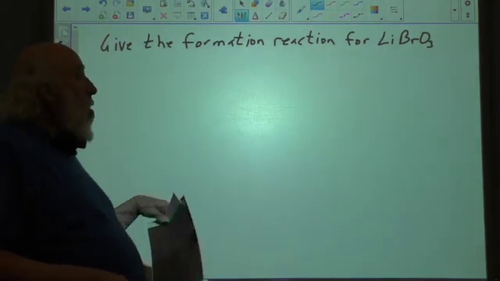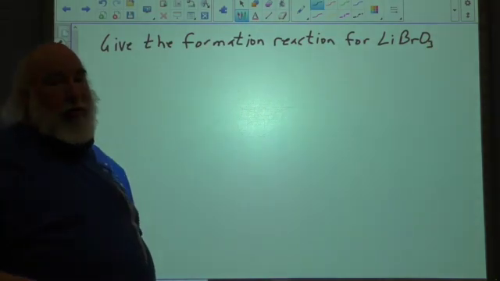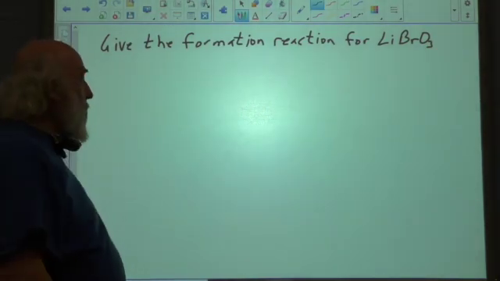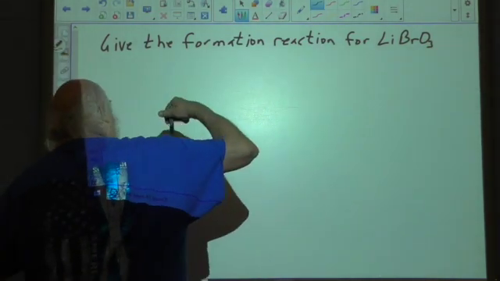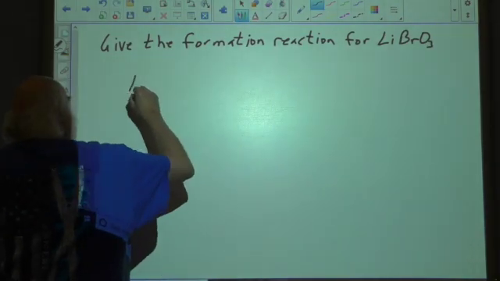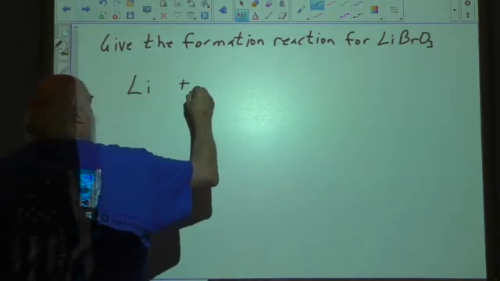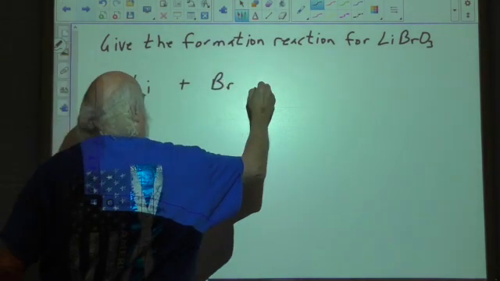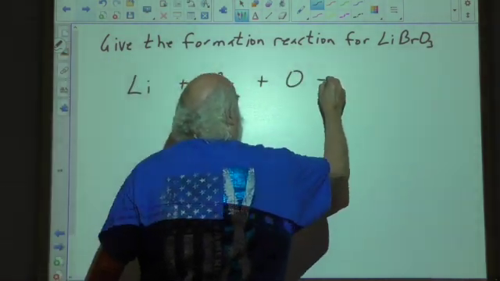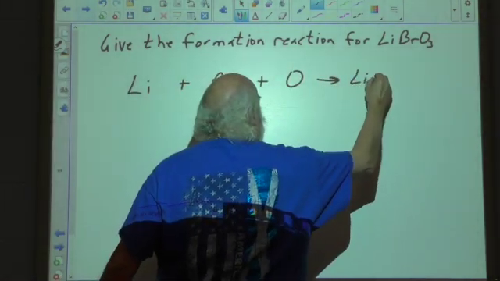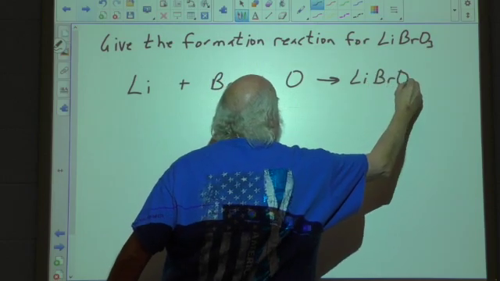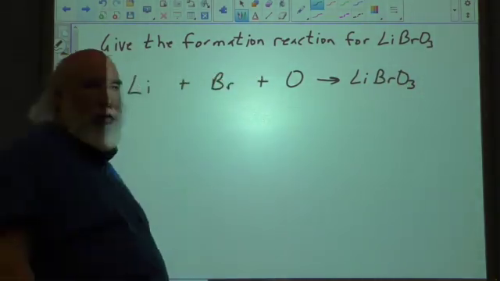So now we have 3 elements instead of 2, so 3 elements got to react together. We're going to pound into each other, we're going to collide. All mayhem. Li plus Br plus O yields LiBrO3. Alright?